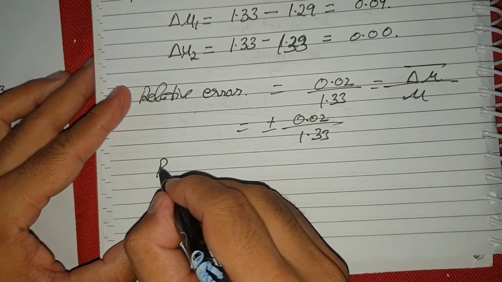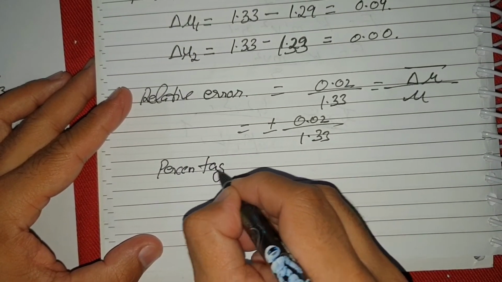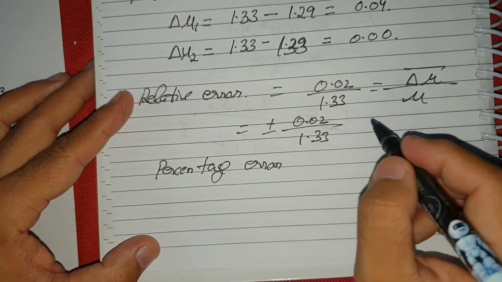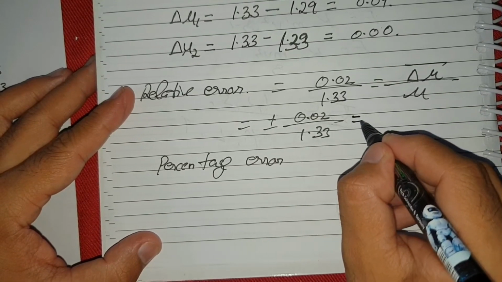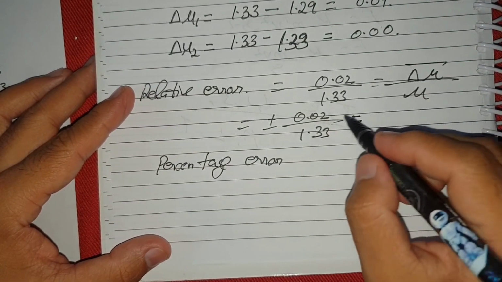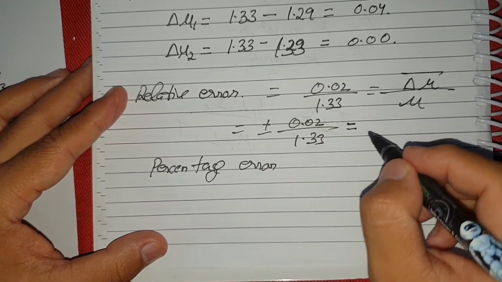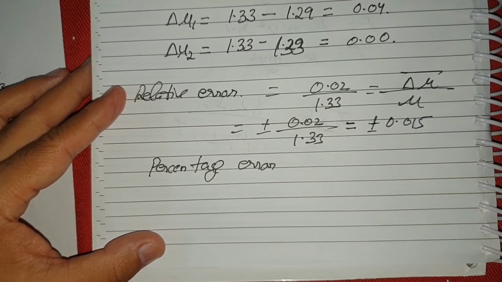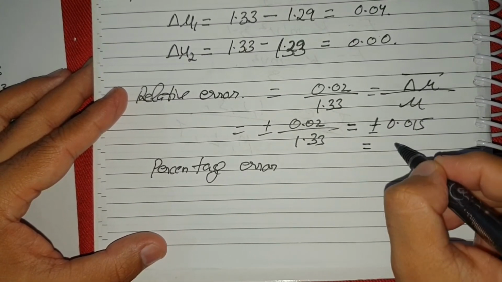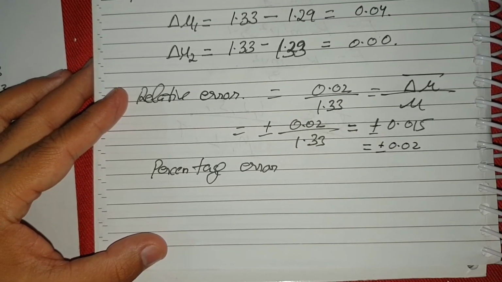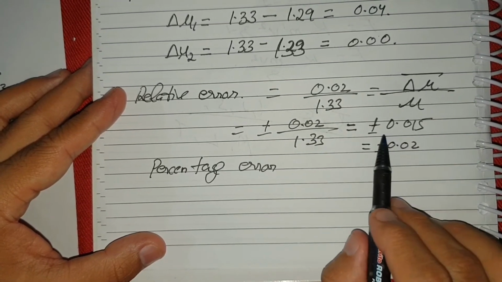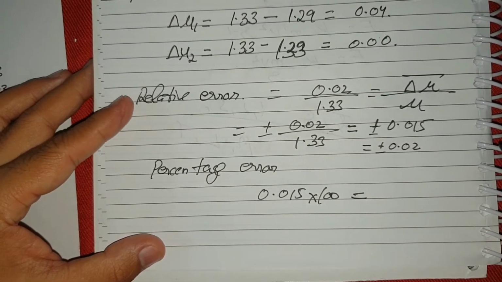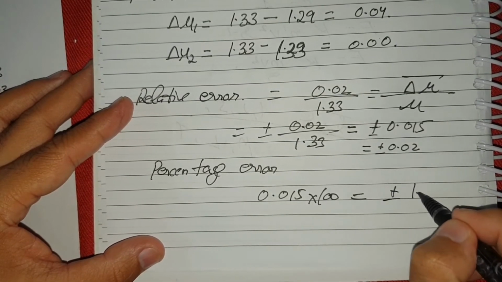Percentage error. You know that this is actually equal to plus minus 0.015, expressing this to 2 decimal places, so this is plus minus 0.02. So for the percentage error, taking this value 0.015 into 100, which is plus minus 1.5%.